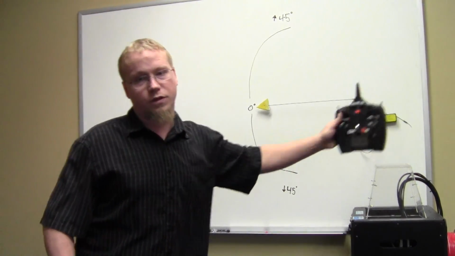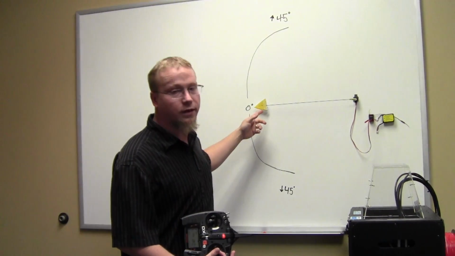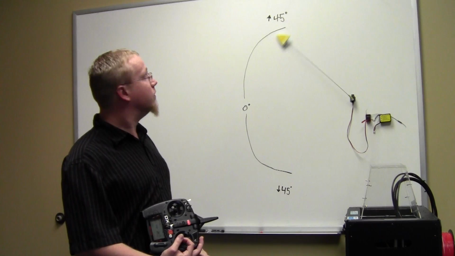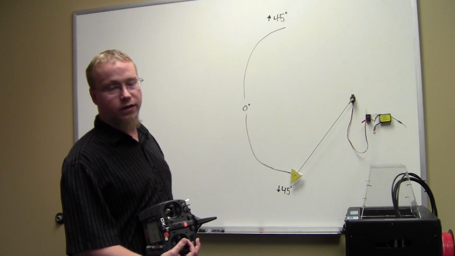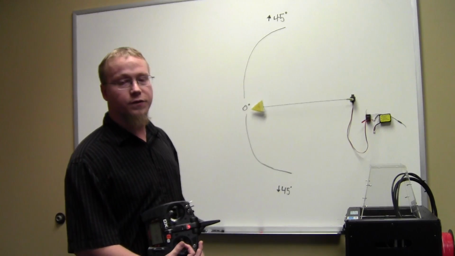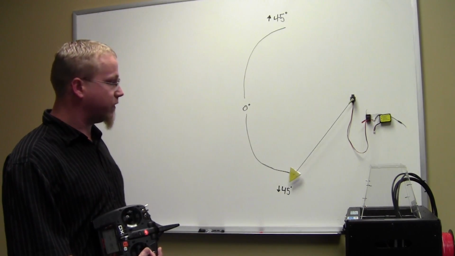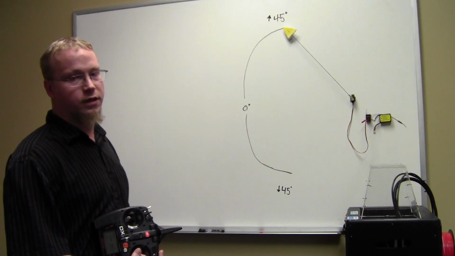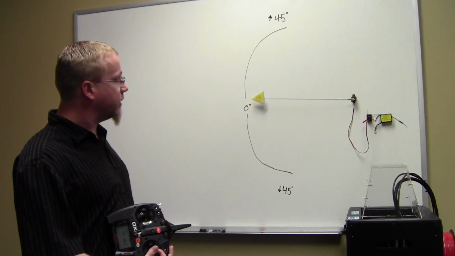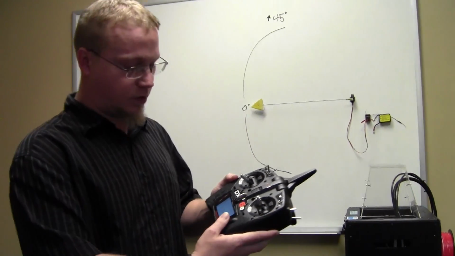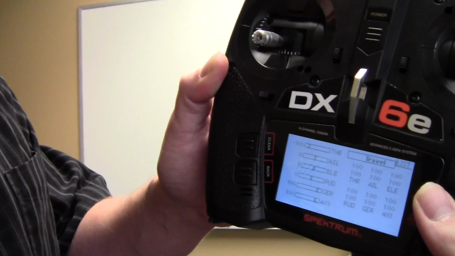travel. So we've got a servo set up here that I've got a little pointer on. And as I move my elevator, up elevator and down elevator, this is full 100%, it's taking us to 45 degrees. So if that's too much or too little, that's where travel comes in. So this is 100%. On our radio, if we go to servo setup, we have travels here.